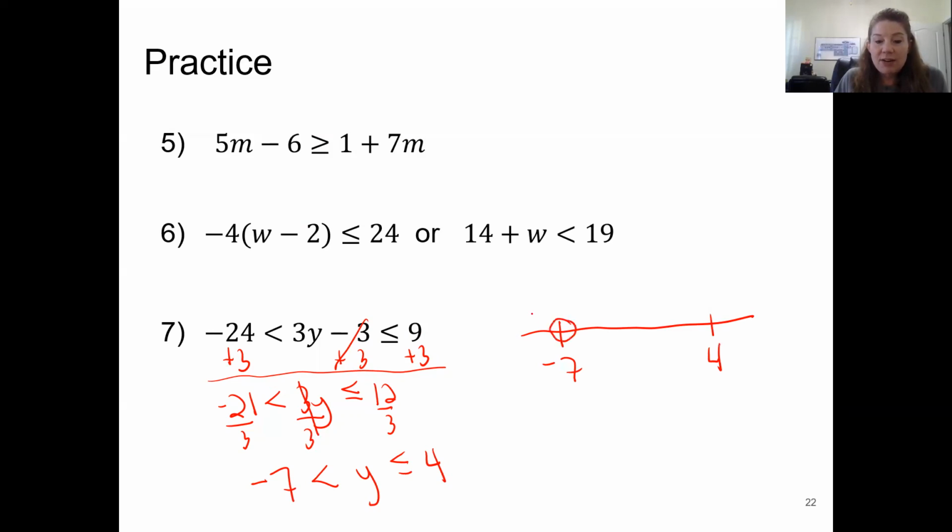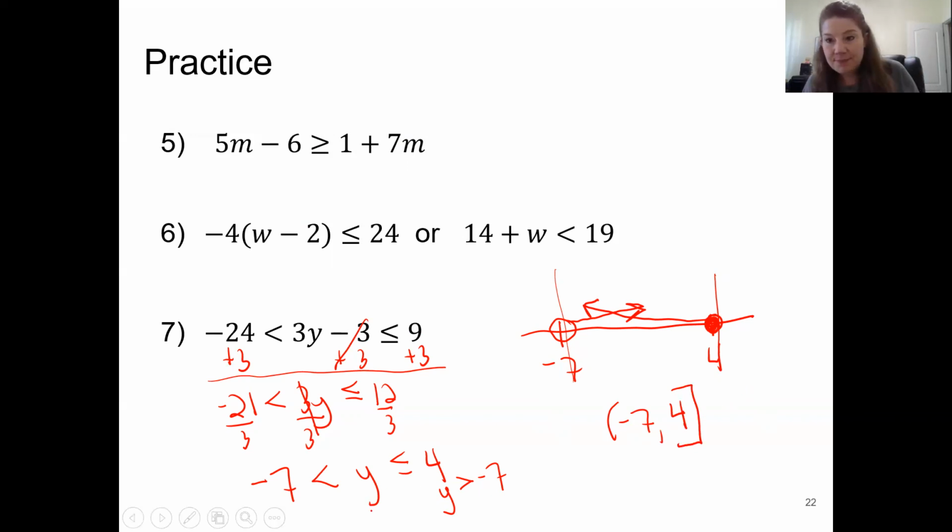So -7, our graph goes to, think of it as the opposite. Remember, when the y doesn't come first, the arrow goes in the opposite direction. So the -7 would go that way, 4 would go this way. And it has to be just this section because the y is in between -7 and 4, and it includes 4. So the y is in between those two quantities.